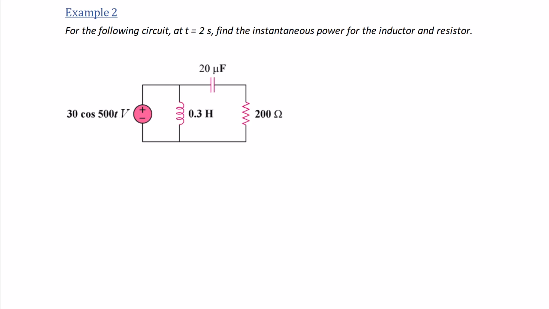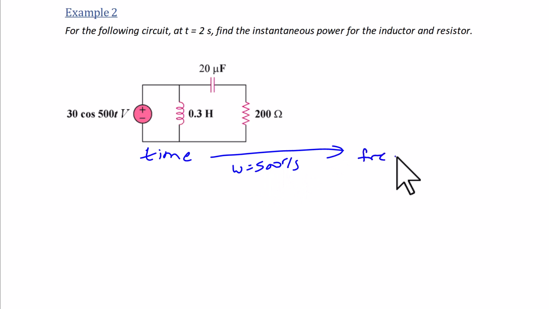Hello and welcome back. Example 2. For the following circuit at t equals 2 seconds, find the instantaneous power for the inductor and resistor. Note that we are giving this circuit in the time domain where the source is at 5,000 radians per second, and we need to convert it to the frequency domain. So we are going to rewrite the source as a phasor, 30 with an angle of 0 degrees.